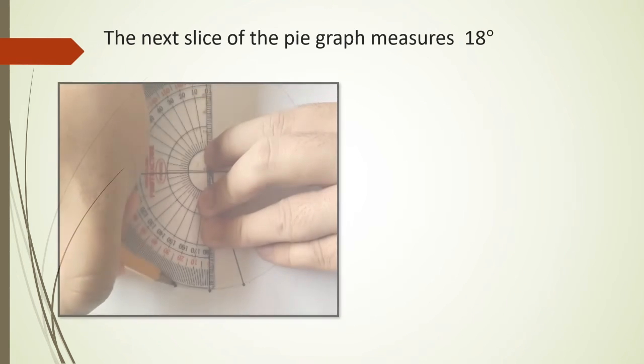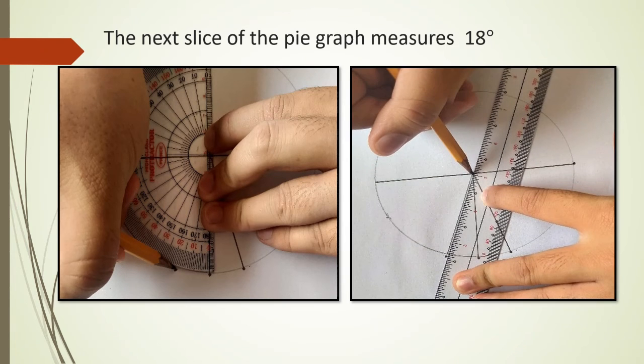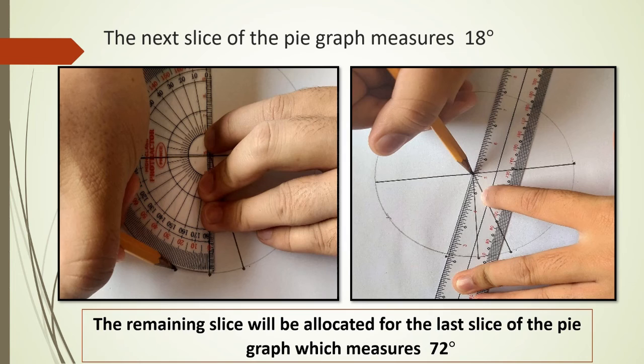Then the other slice again measures 18 degrees. So the remaining slice will be allocated for the last slice of the pie graph, which measures 72 degrees. And that's the steps on making a pie graph.